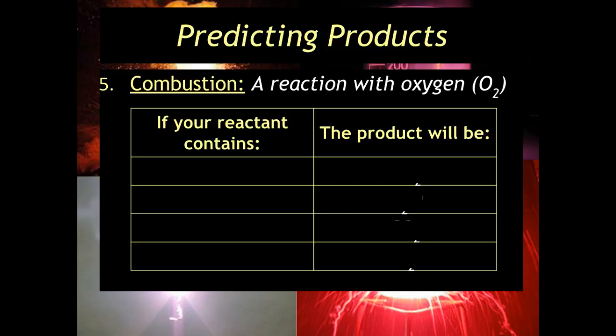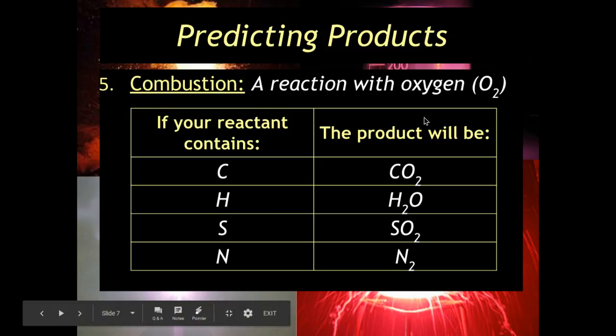So what's that something? Well, if you burn carbon, meaning you have carbon as a reactant, you will always produce CO2. If you have hydrogen as a reactant, you will always produce H2O. If you have sulfur as a reactant, you will always produce SO2. And if you have nitrogen as a reactant, you will produce N2. For instance, if you have nitrogen reacts with oxygen gas, you will produce N2.